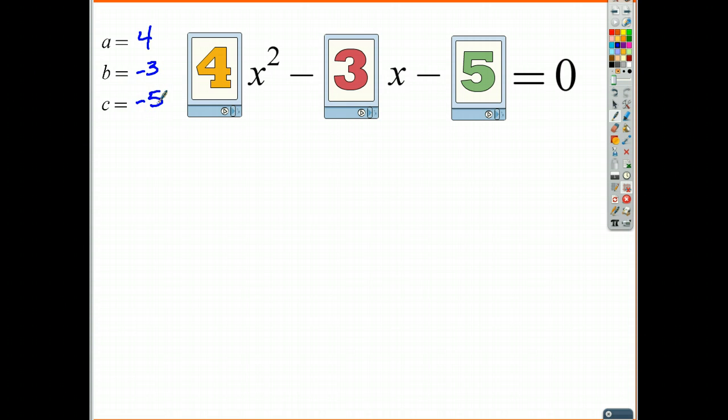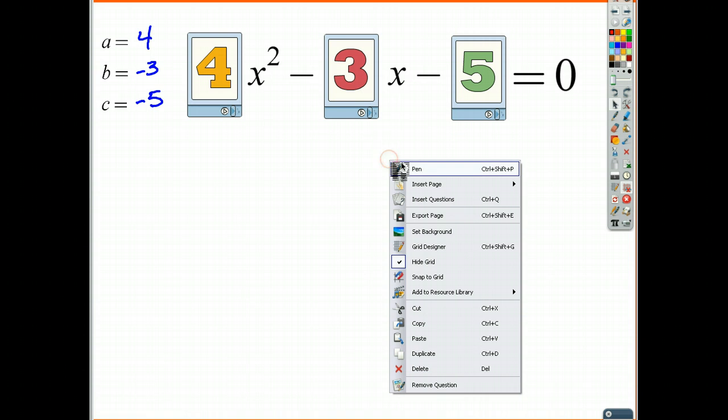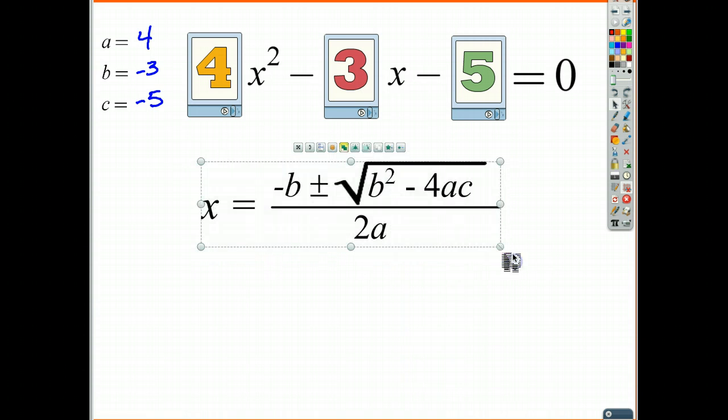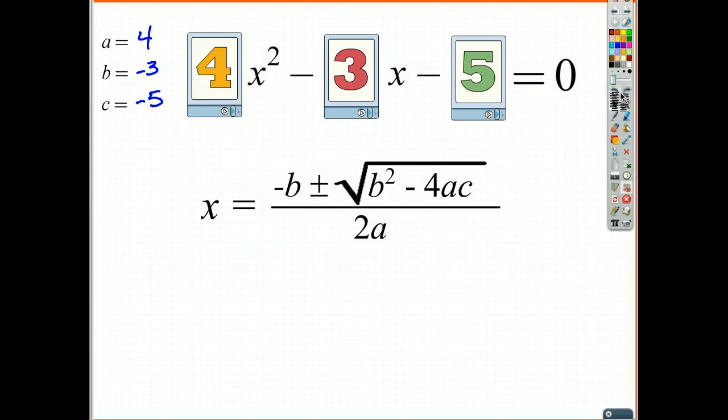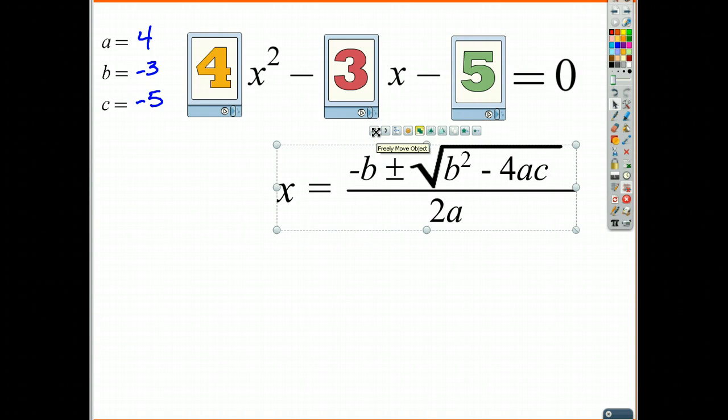All right. Now, the quadratic formula states that x is equal to, I'm going to move it over here, negative b plus or minus the square root of b squared minus 4ac, all over 2a. So you know what we're going to do? We're going to plug it in.